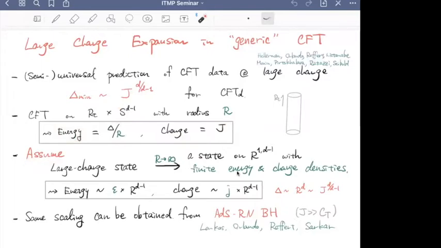Sorry, can I ask something? Yes. Where do you get this U1? So let's say you have N equals 4 super Yang-Mills. Okay, so first of all, in this slide, I'm not assuming we are talking about N equals 4 super Yang-Mills. It's a prediction for a generic conformal field theory with U1 charge. In the case of N equals 4 super Yang-Mills, we have SU(4) R-symmetry, so we can just pick one Cartan direction and declare that it's U1. Oh, okay, thank you.